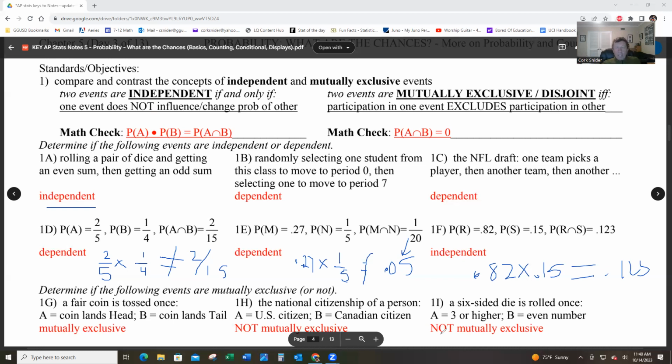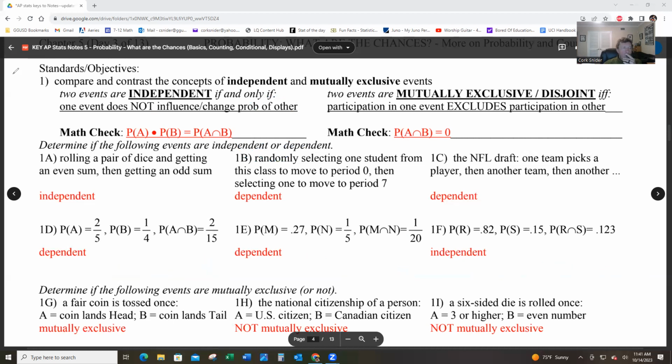So there's independence. The big thing to remember about independence, and I'm going to write it real big up here, is independence has to do with multiplying. So if the product of two individual probabilities equals their joint probability, then you have independence. If not, then it doesn't.